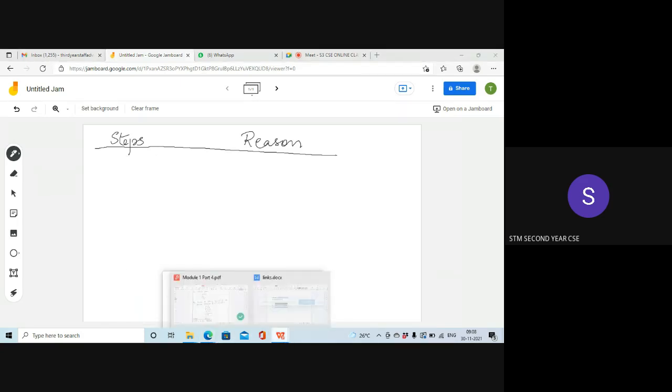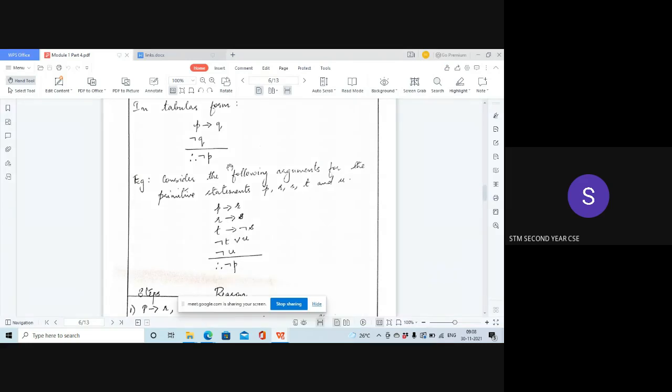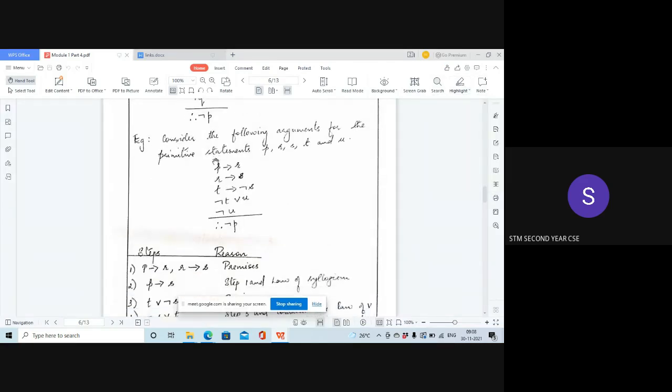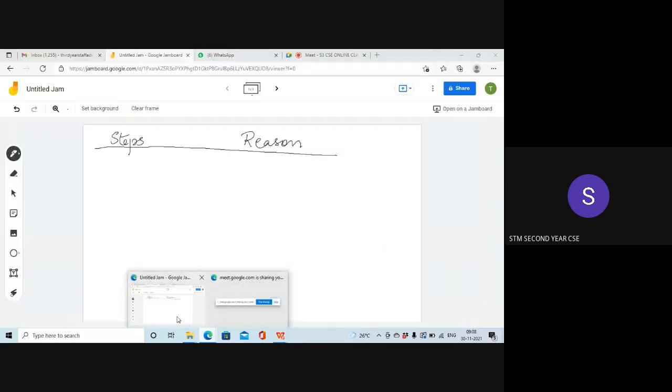We are going to prove that from these four statements, we will get not P. So starting from these premises, taking these premises and applying the rules, we should get finally this not P. That is what we are going to prove now.